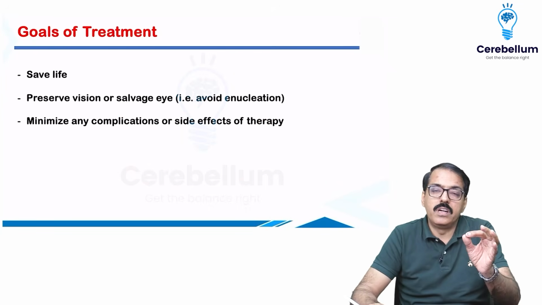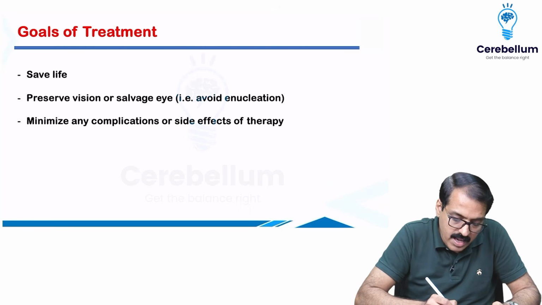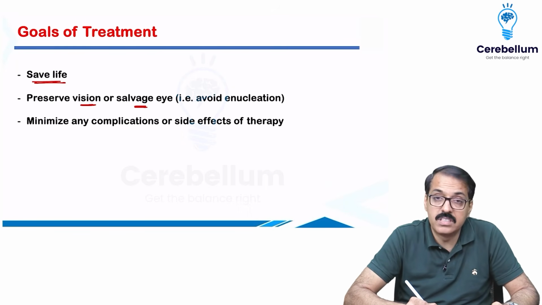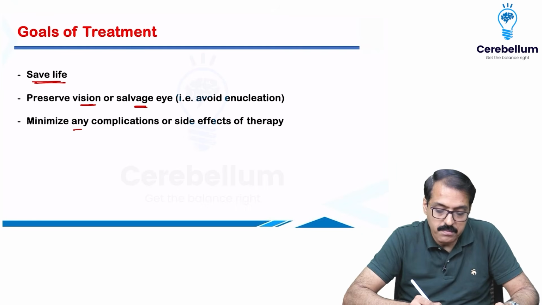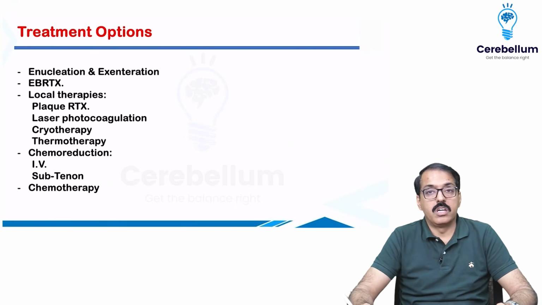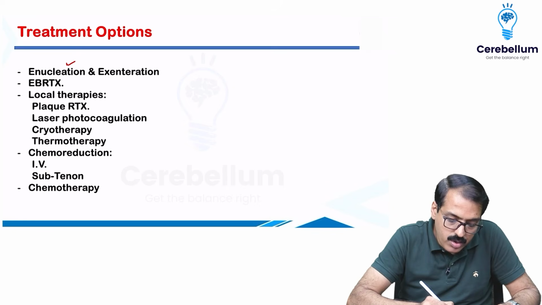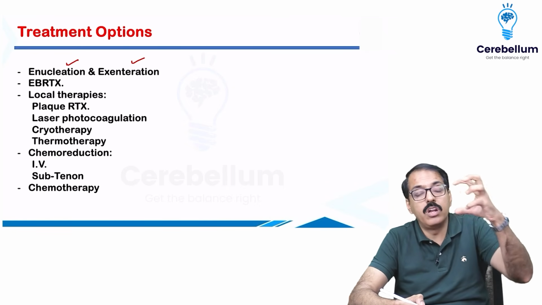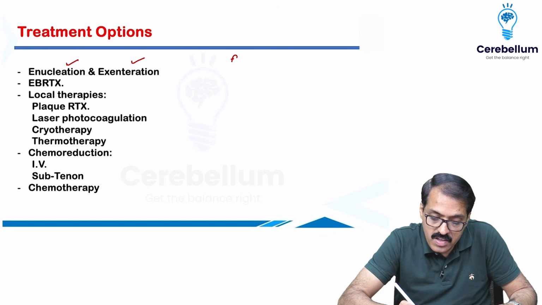The goal of the treatment is going to be to save the life first of all, then preserve the vision and salvage the eye if possible, and minimize any complications or side effects of the therapy. What are the treatment options? Enucleation and exenteration. Enucleation is removal of the eyeball in totality.